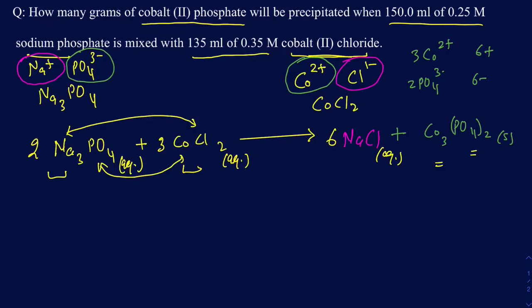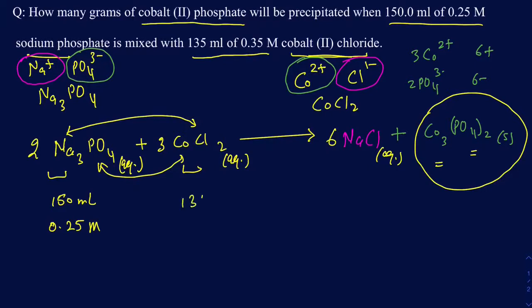The product that we really focused on is the cobalt 2 phosphate. We have to figure out how much cobalt 2 phosphate we're going to be making if we are given 150 milliliters of sodium phosphate, and the molarity of that is 0.25 molar. And for the cobalt 2 chloride, it's 135 milliliters, and the molarity is 0.35 molar.